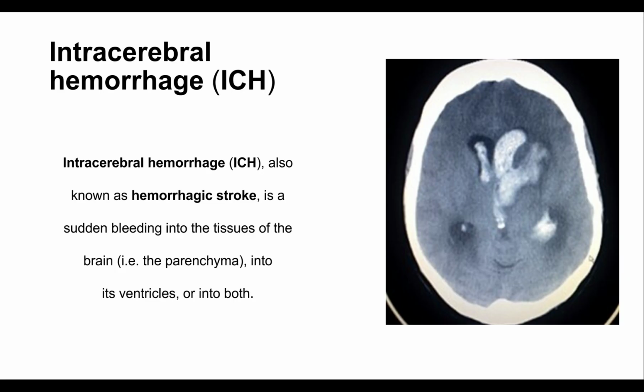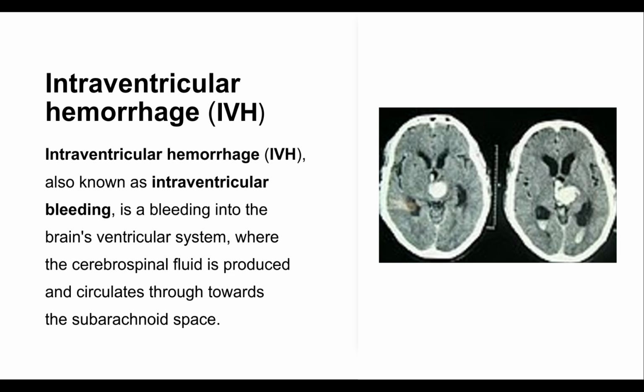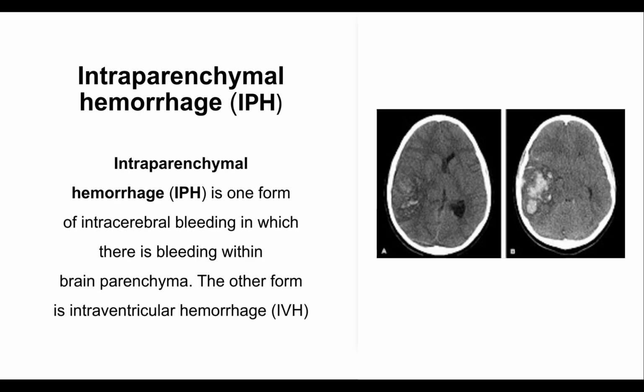Intracerebral hemorrhage, ICH, also known as hemorrhagic stroke, is a sudden bleeding into the tissues of the brain, i.e. the parenchyma, into its ventricles, or into both. Intraventricular hemorrhage, IVH, also known as intraventricular bleeding, is a bleeding into the brain's ventricular system where the cerebrospinal fluid is produced and circulates through towards the subarachnoid space.